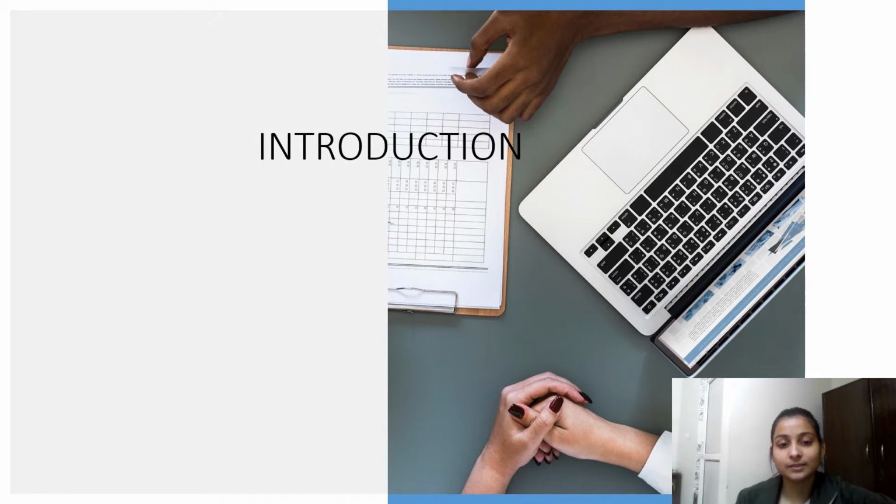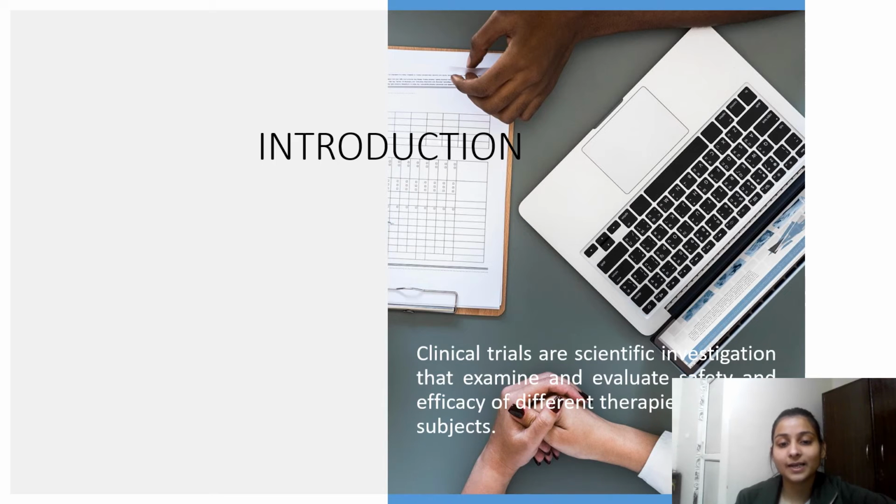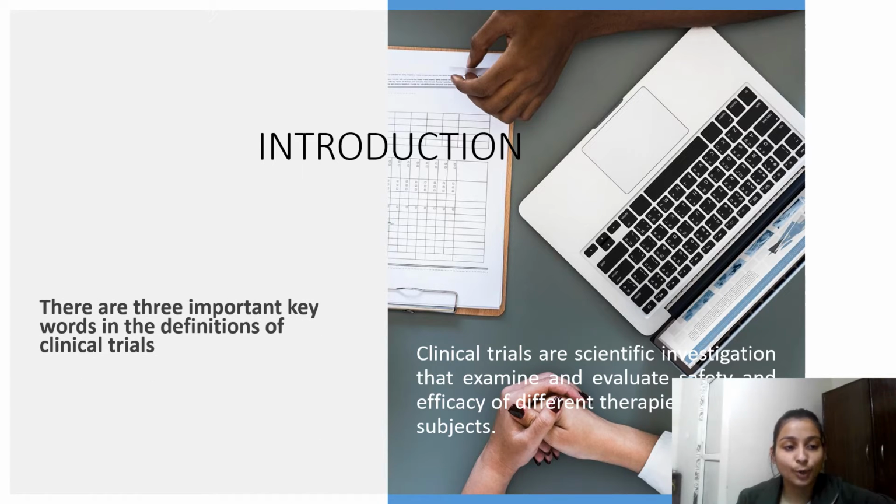Introduction of the clinical trial. Clinical trials are scientific investigations that examine and evaluate the safety and efficacy of different therapies in human subjects. That is, clinical trials are basically conducted after the preclinical studies to evaluate the safety and efficacy of the drug. There are three important keywords in the definition of clinical trials, that is experimental unit, treatment, and the last one is evaluation. Let us discuss these points in the upcoming slides.